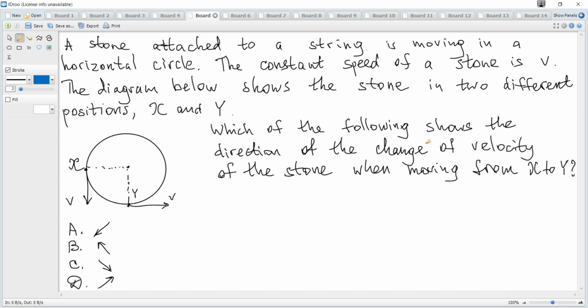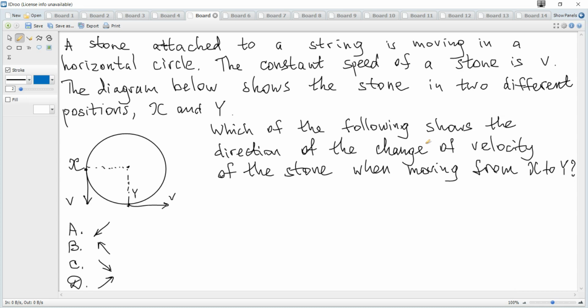A stone attached to a string is moving in a horizontal circle. The constant speed of the stone is v. The diagram below shows the stone in two different positions, x and y. Which of the following shows the direction of the change of velocity of the stone when moving from x to y?